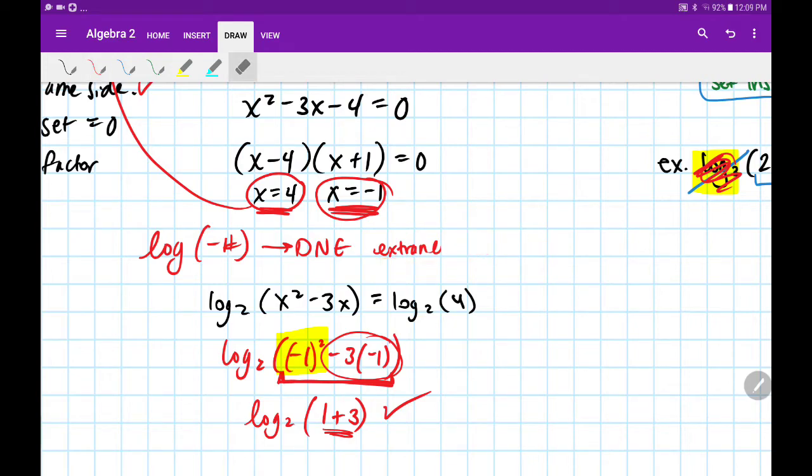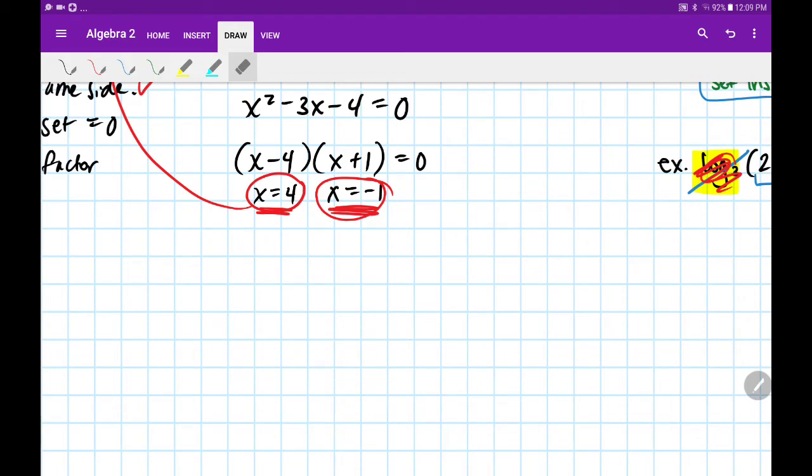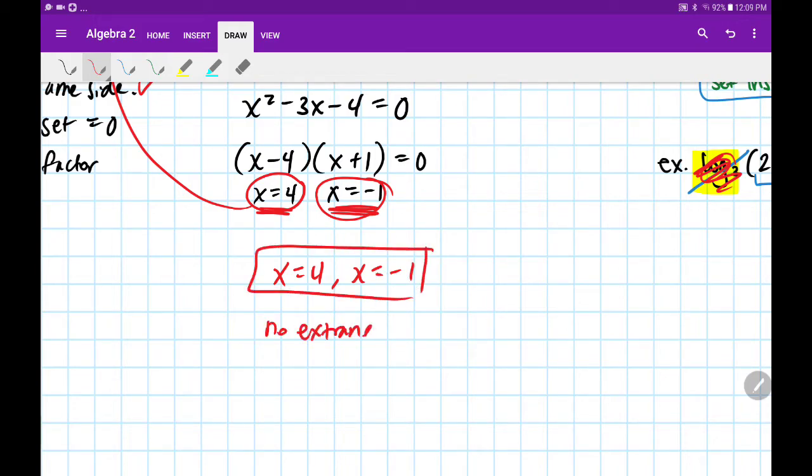That means all of our solutions here are actually okay. So we have two answers then. Our answers are x equals 4 and x equals negative 1, and we had no extraneous solutions.